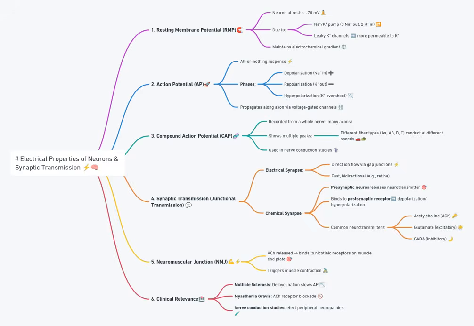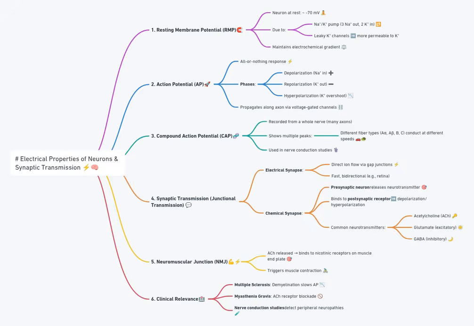The action potential propagates along the axon through a process called saltatory conduction in myelinated fibers, where the impulse jumps between nodes of Ranvier, speeding up transmission. In unmyelinated fibers, the action potential travels continuously along the membrane.